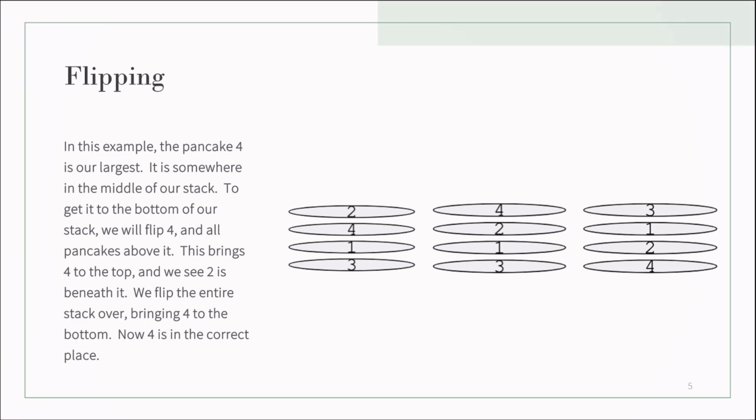So here's an example. Pancake 4 is our largest. It is somewhere in the middle of our stack. To get it to the bottom of our stack, we will flip 4 and all the pancakes above it over. This brings 4 to the top, and we see 2 is now beneath it. We flip the entire stack over, bringing 4 to the bottom, and now 4 is in the correct place.